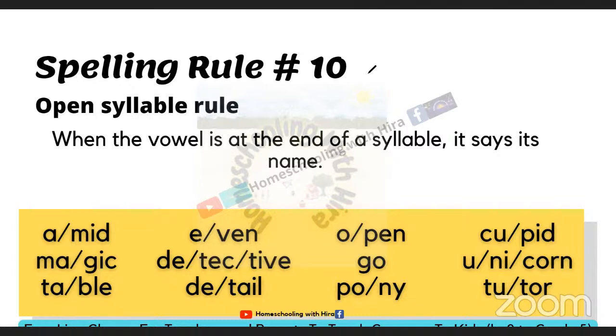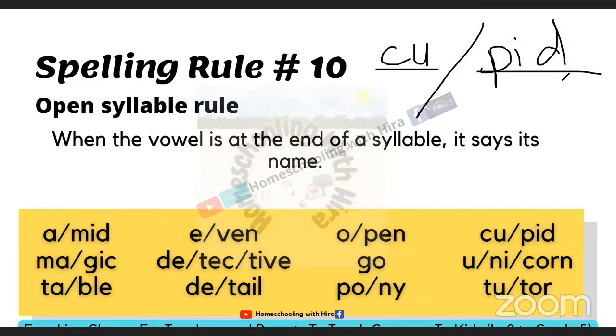Cupid. Let's go for Cupid. Okay. Cupid. Spell it. U. The syllable is breaking here, so we'll write a single U here. We won't write UE, right? Single U will say the U sound. Cupid.